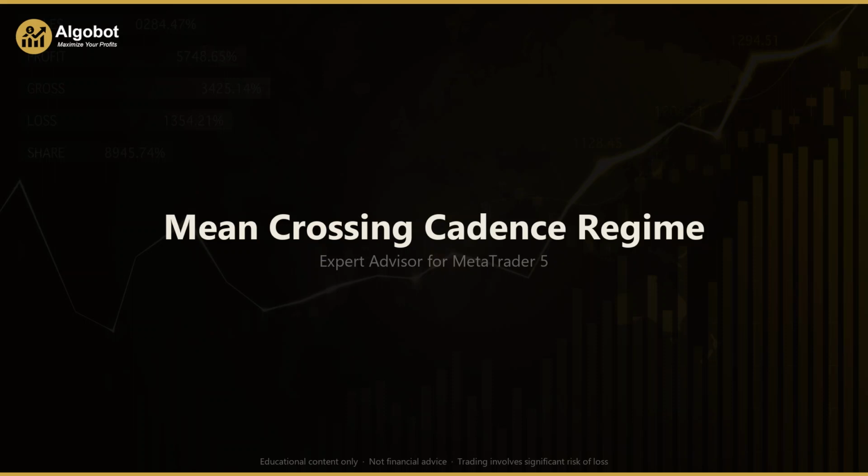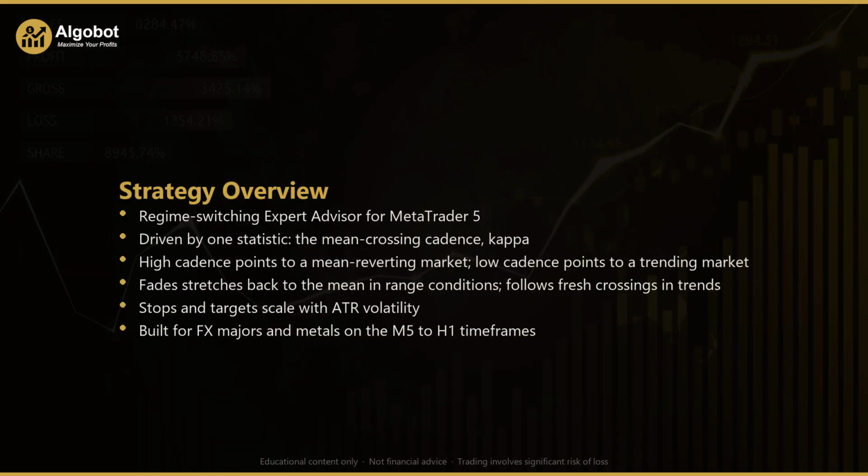By the end of this video, you'll understand the statistic that drives it, how it switches between two different trading styles, and how every entry, stop, and target is constructed. Let's get into it. Mean-crossing cadence regime is a regime-switching expert advisor, which simply means it changes its behavior depending on what kind of market it detects.